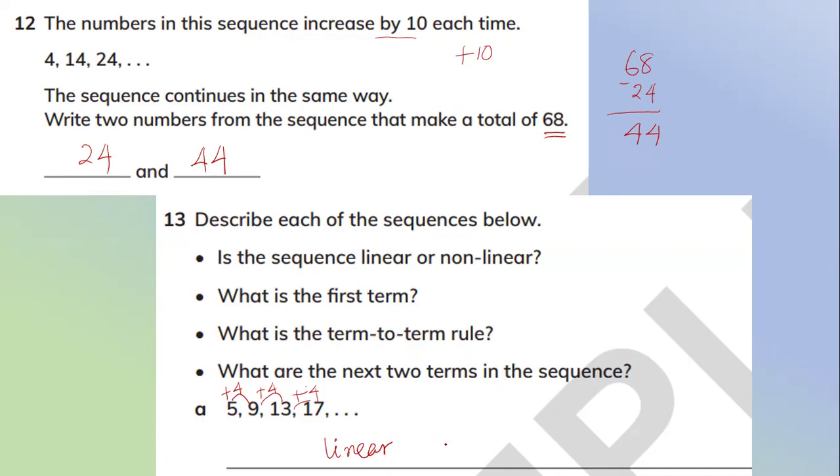Linear sequence. What is the first term? First term is 5. Term-to-term rule is add 4. What are the next two terms in the sequence? So 17 plus 4 is 21. 21 plus 4 is 25.